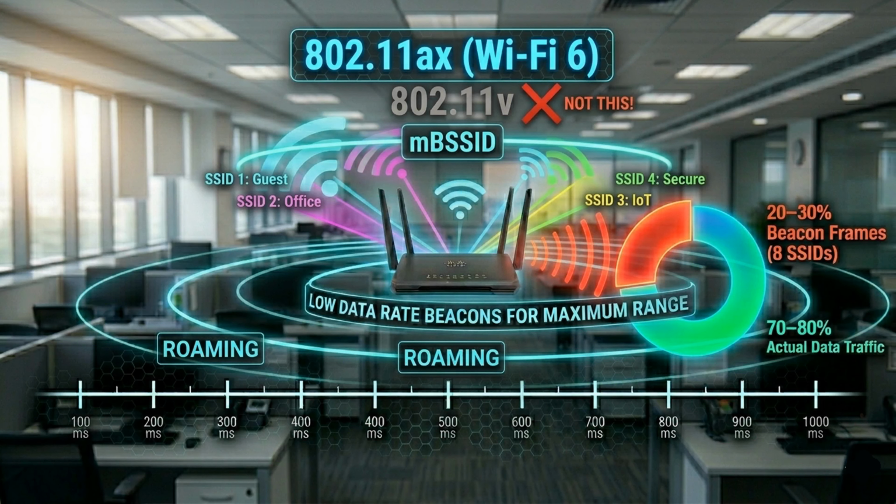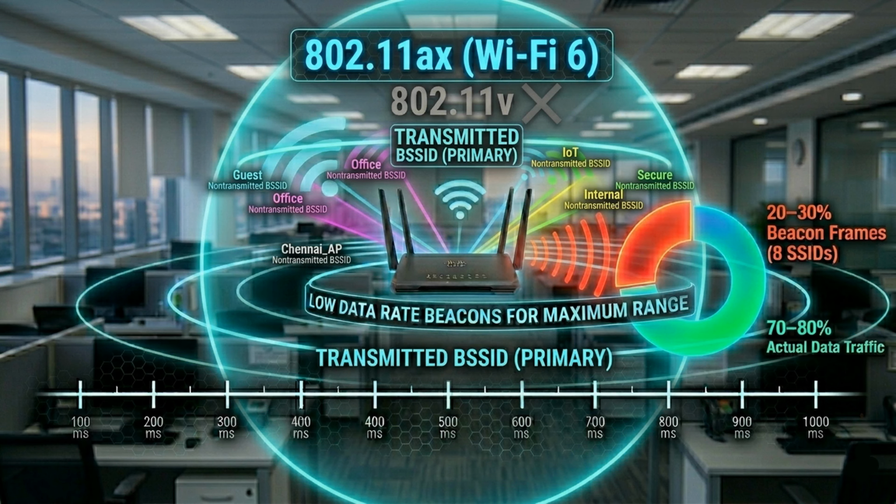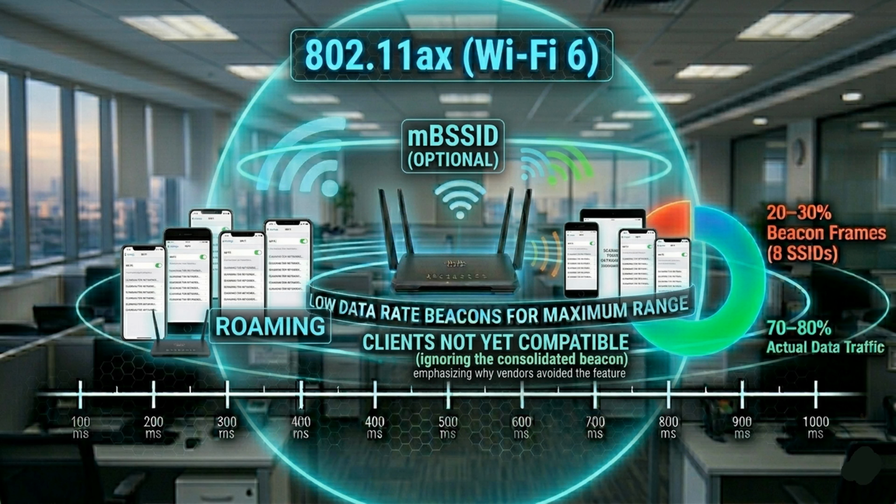MBSSID was officially standardized in 802.11v. It introduced the multiple BSSID element, allowing an AP to advertise a transmitted BSSID, the main one, and several non-transmitted BSSIDs, the virtual ones, within a single frame. Since this is optional, most vendors ignored it because client devices weren't yet programmed to read these consolidated beacons.